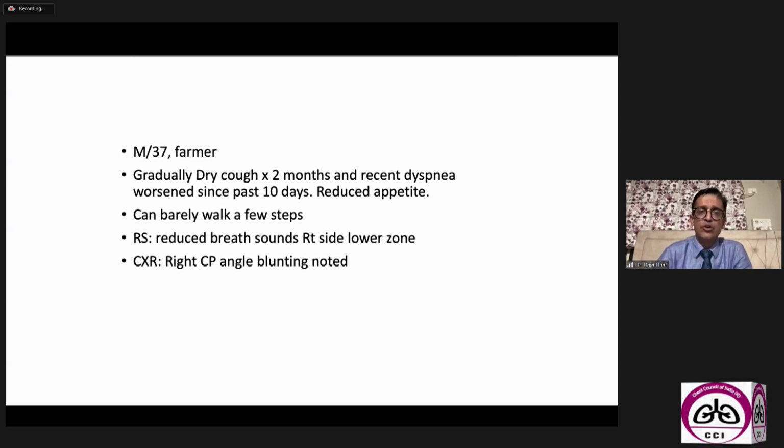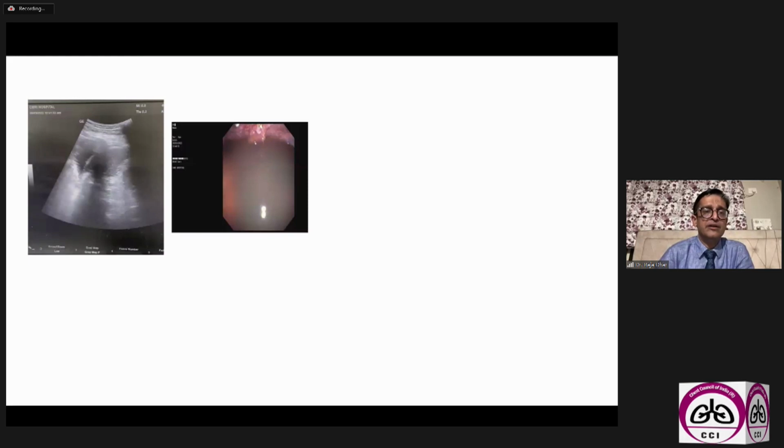This is a 37-year-old farmer, with a dry cough for the last 2 months. Recent dyspnea worsened over 10 days with a reduced appetite, and he can barely walk a few steps. You found breath sounds reduced at the right lower side of the chest, and there was a right-sided pleural effusion. The pleural effusion shows up on the ultrasound that you see there.